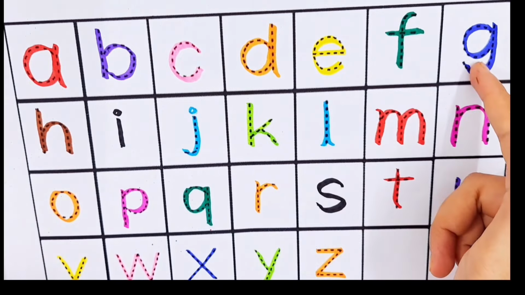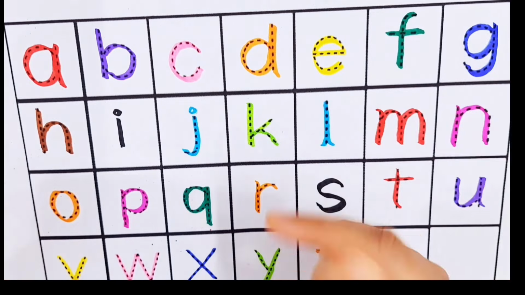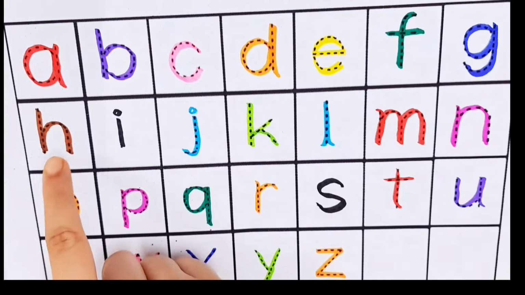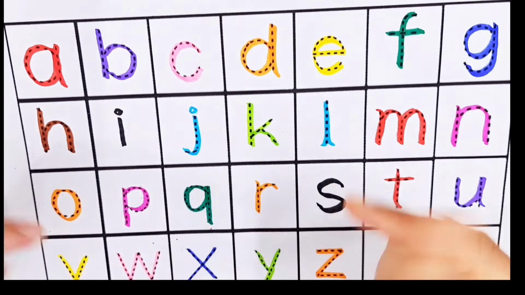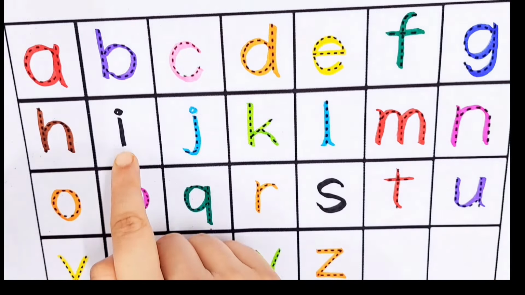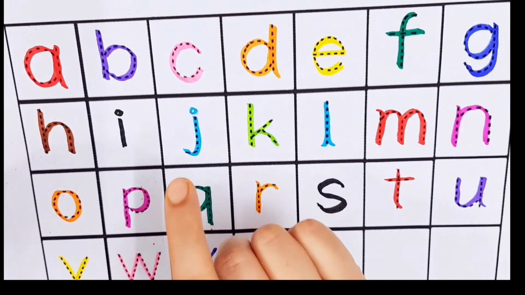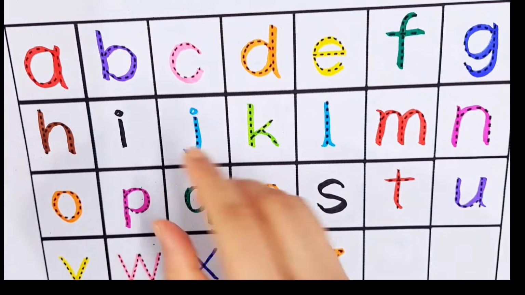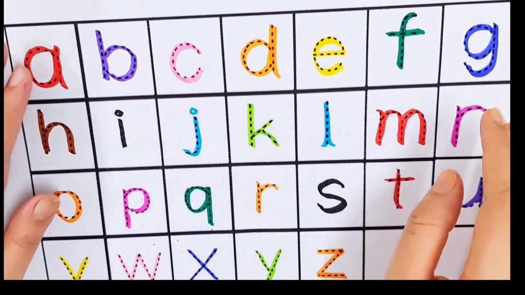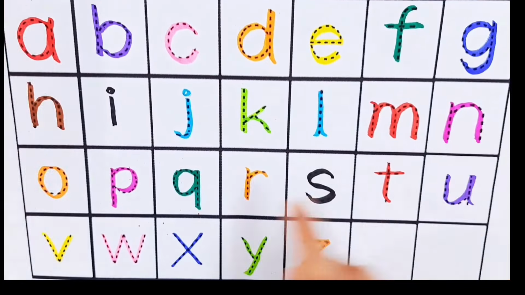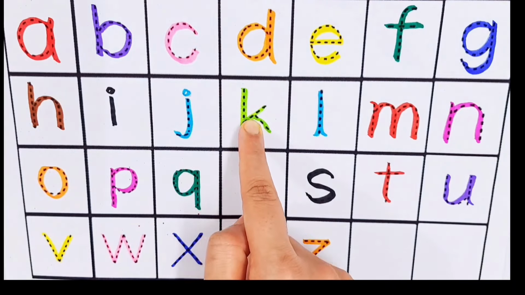Fish. G for grapes. Grapes. H for horse. Horse. I for ice cream. Ice cream. J for juice. K for kite.